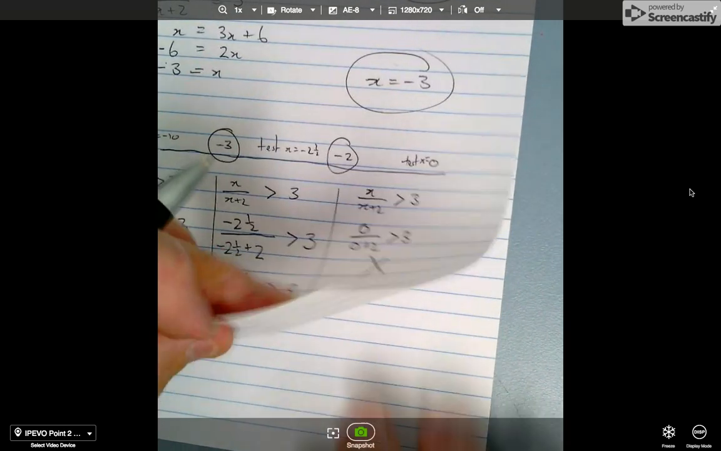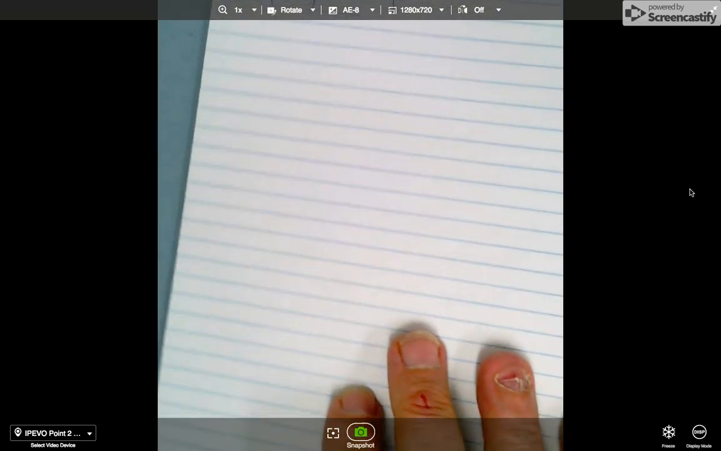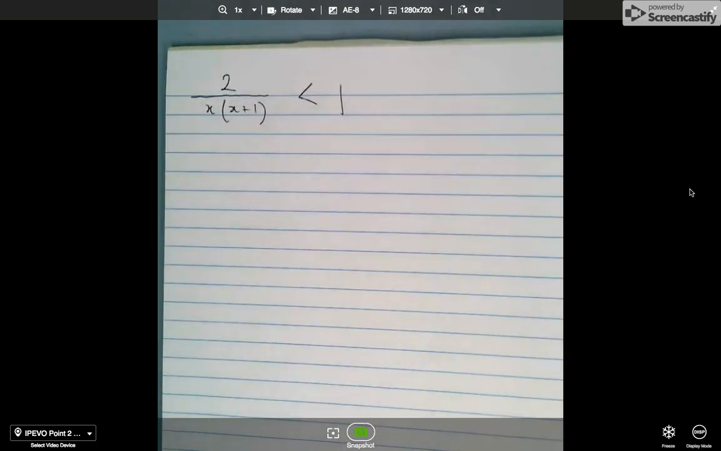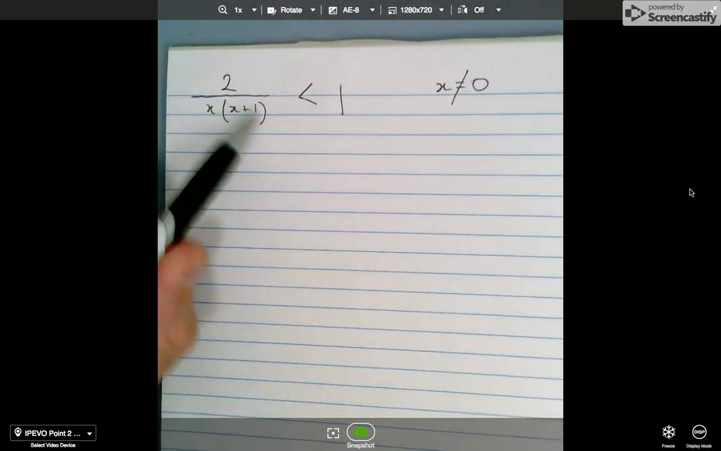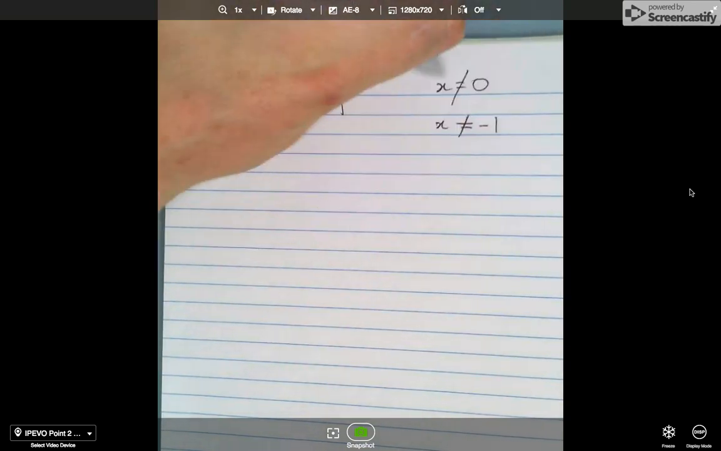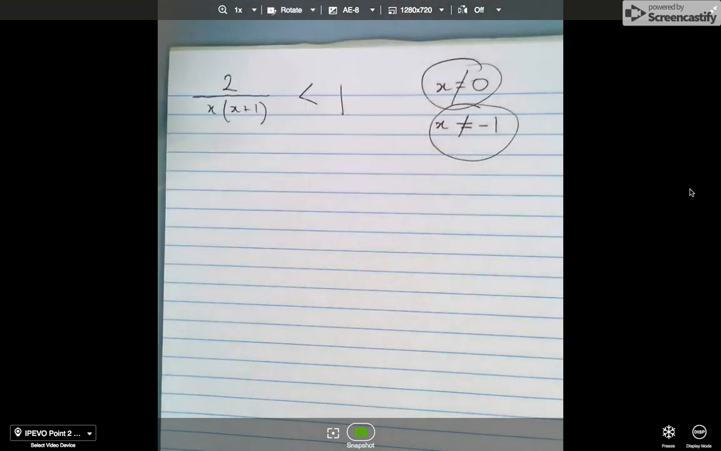And the last one, we might not finish the last one. We'll just start it, and we will just see how we go. What can't x be? They're our first critical values. Well, if x is 0, the bottom becomes 0. So x cannot be 0. There's a critical value. And what can't x be here? X can't be minus 1. So x cannot be minus 1. They're our first two critical values.